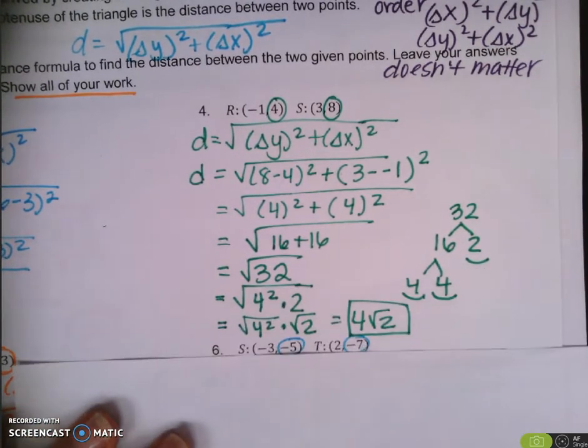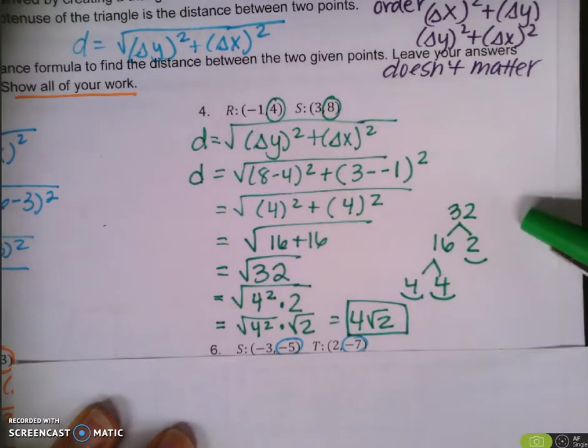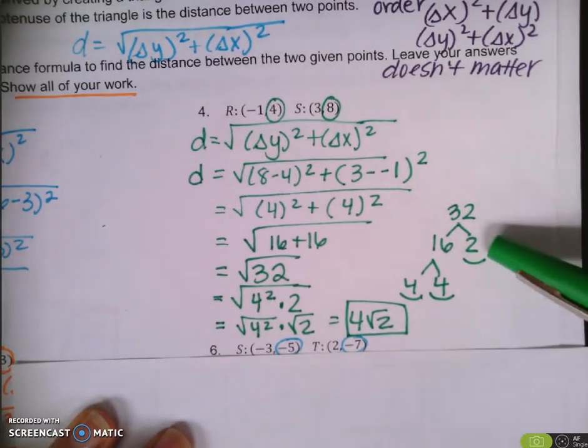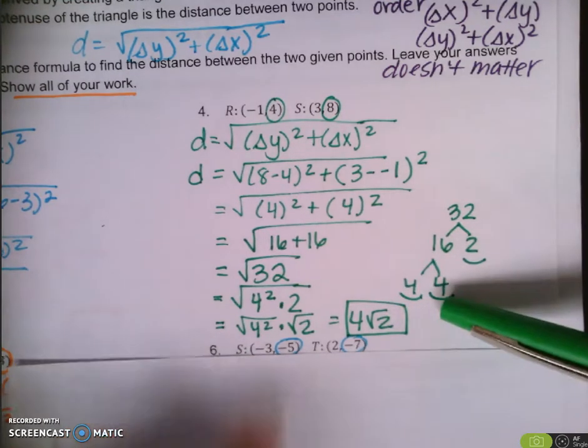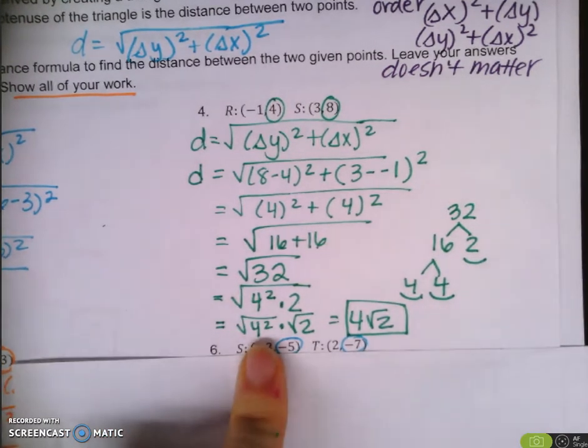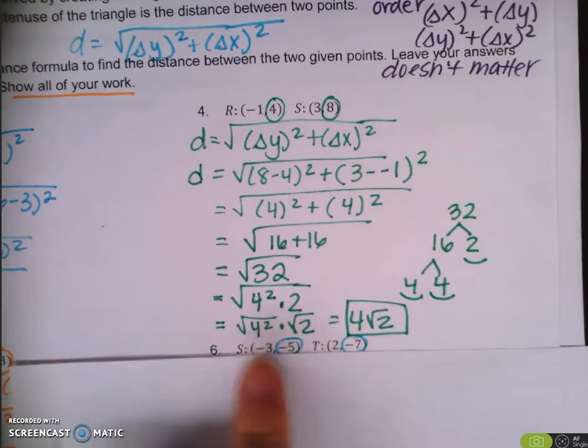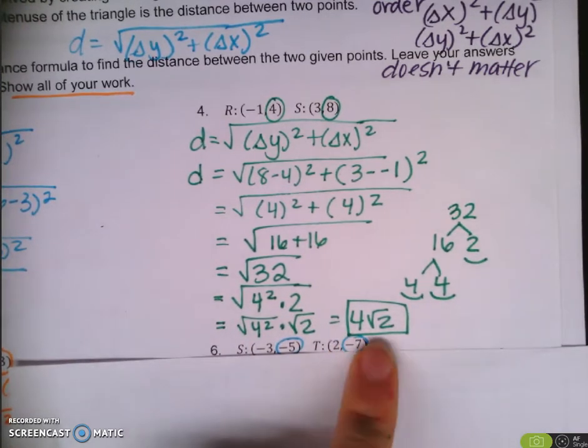Notice I decided to go for a factor tree because 32 is 16 times 2 and 16 is 4 times 4. So when I took the radical of 4 squared times 2, I pulled the 4 out and the 2 was left on the inside.